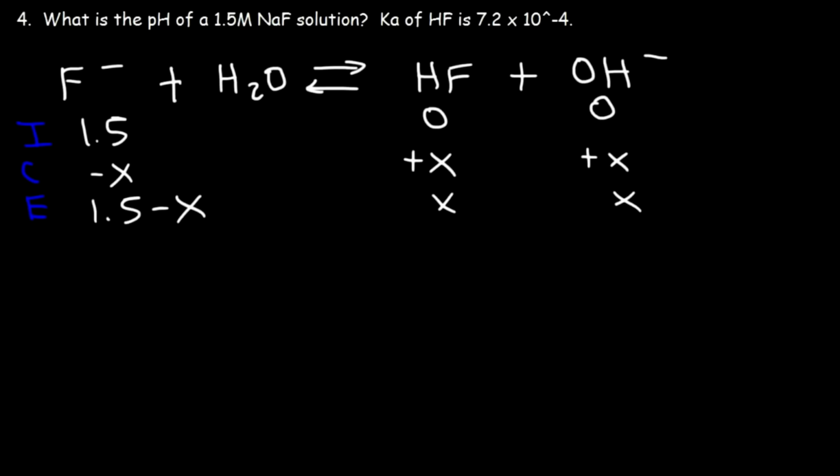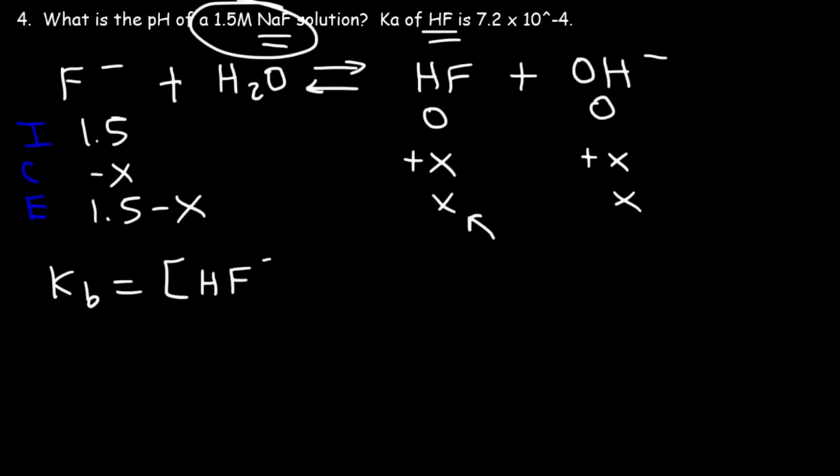Now, we need to find Kb because fluoride is a weak base. We have sodium fluoride in the solution, not HF. We're going to have a small amount of HF, but for the most part, we have a large amount of sodium fluoride. So we need to use Kb. Kb is going to equal the products divided by the reactant.